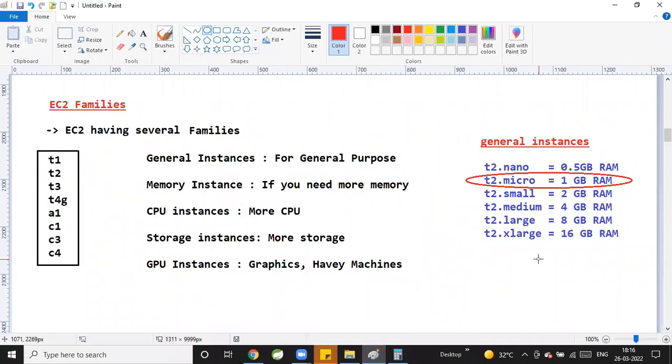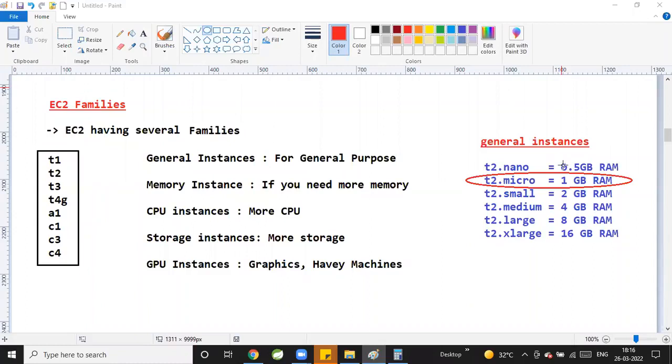These are EC2 families. Now, tell me, in EC2, currently which family are we using? Are we using the CPU family, or the memory family, or the GPU family, or the general family? Which family are we using now? General family. Okay, we are using the general family.